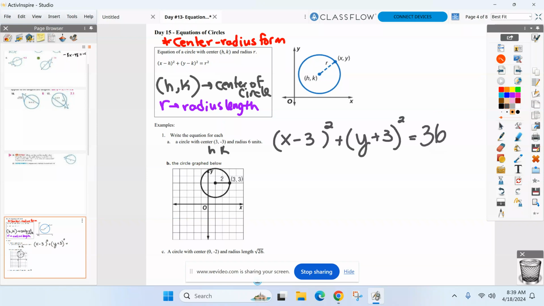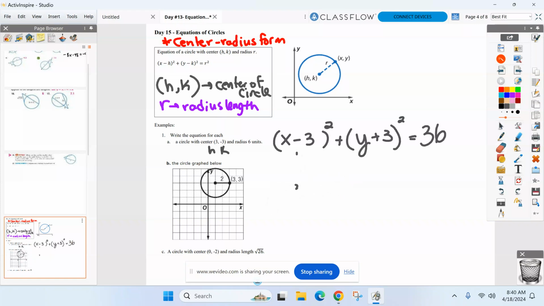I said there was good news. We're done. I know some of you are thinking a little more advanced and being like, oh, I got to do this. Nope. That's it. We're done. This is center radius form. That's what I want. I don't need to go any further. Please don't go any further. You are done. Congratulations.